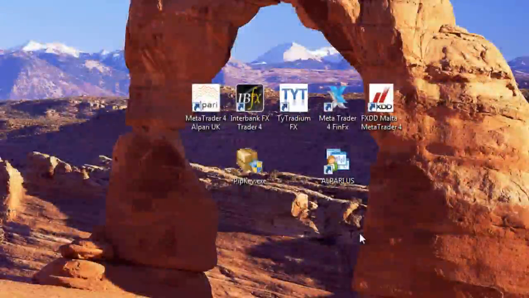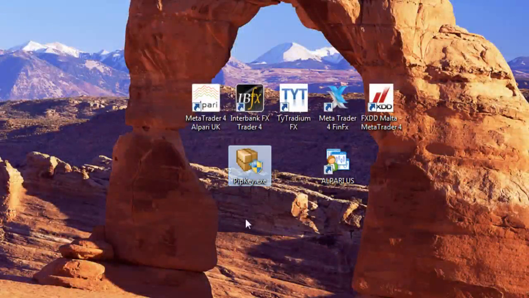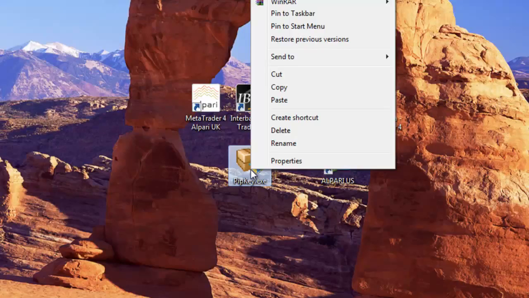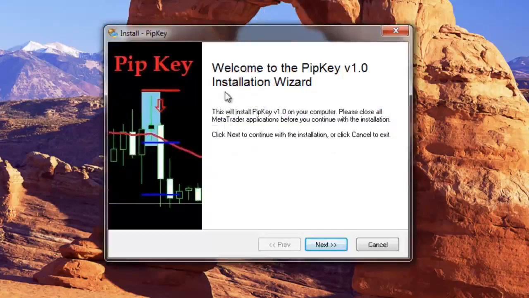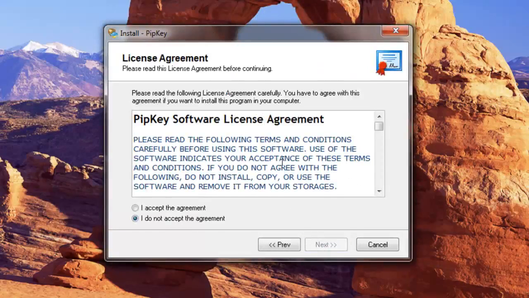Hi guys, in this video I will show you how to install and use PipKey indicator. As soon as you get the installer, right click on it and run as administrator. Here you have the installation wizard, click on next. Accept the agreement, next.